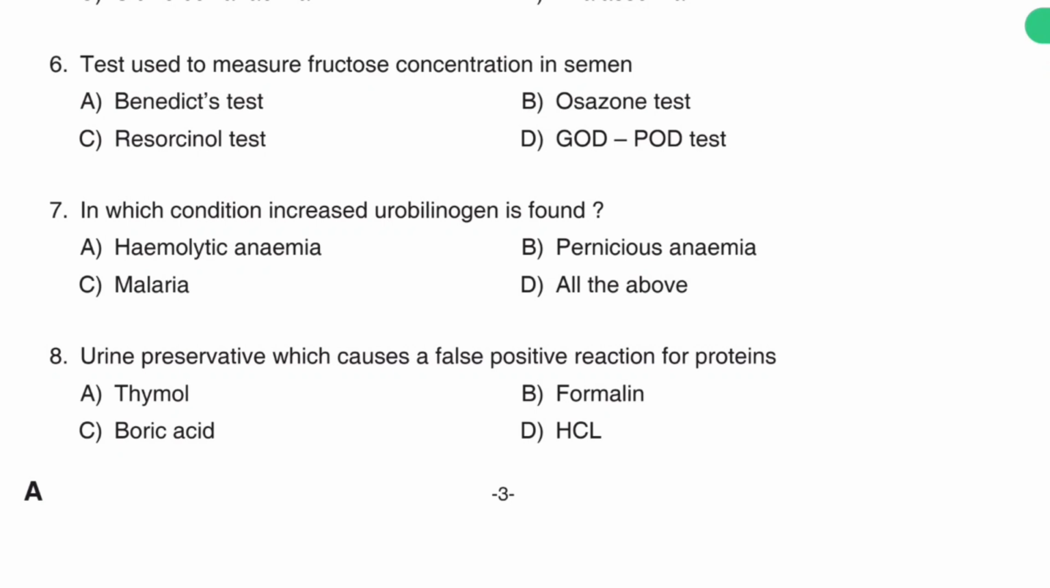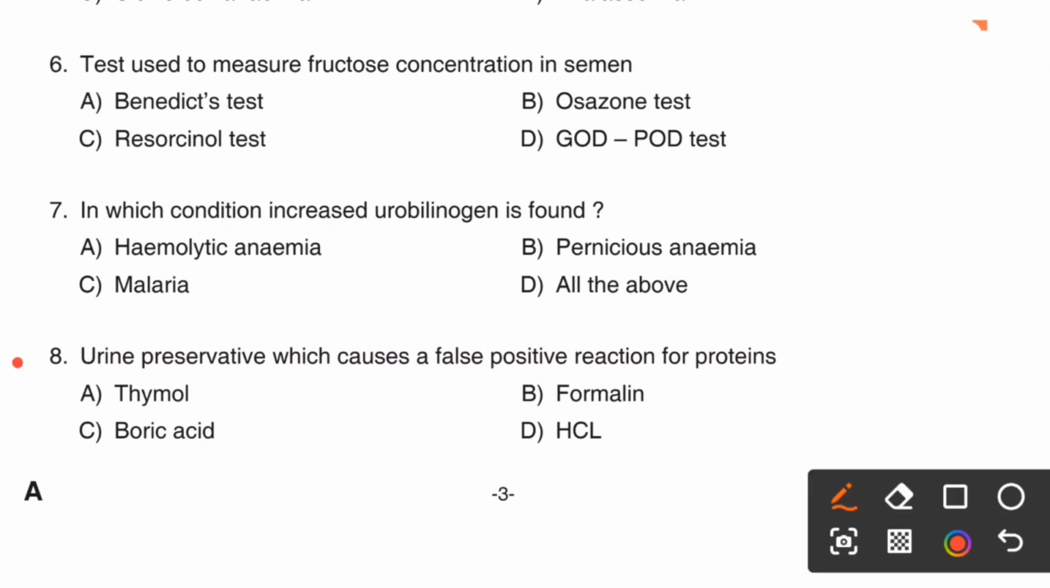Next question, question number 8. Urine preservative which causes a false positive reaction for proteins. Option A thymol, option B formalin, option C boric acid, option D HCl. Which of the following urine preservative causes false positive reaction with protein? The right answer is option A thymol. Thymol will cause false positive reaction for proteins.